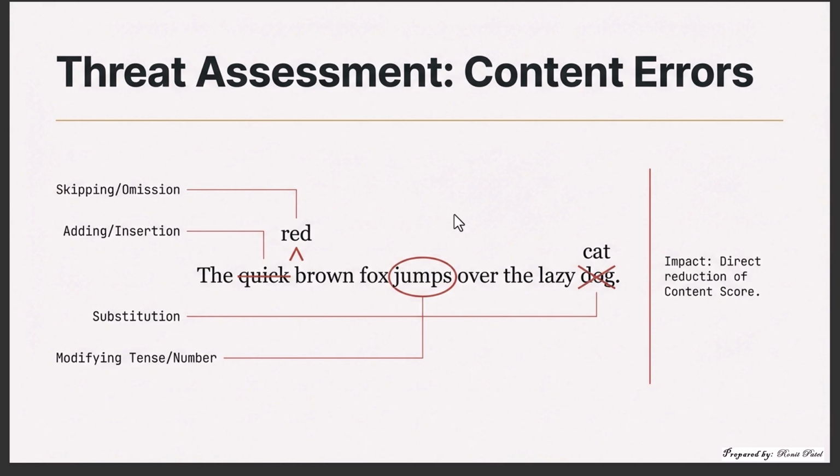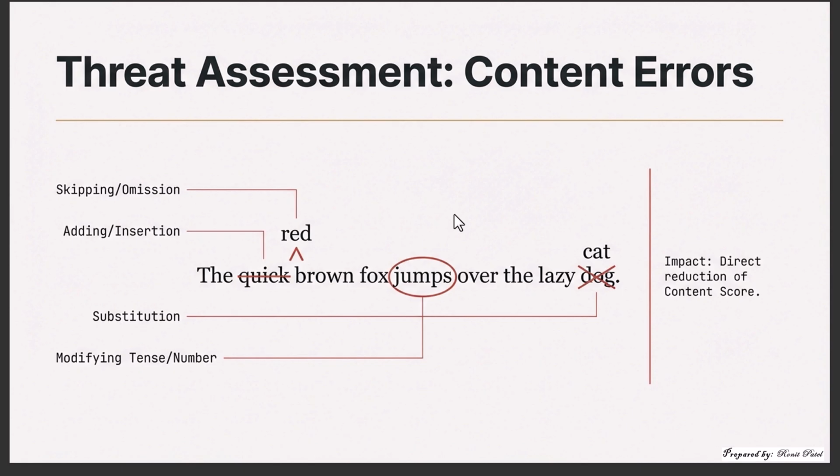Alright, now we move into the danger zone of scoring. The mistakes that silently destroy marks even when pronunciation sounds good. The first and most damaging category is content errors. Remember something very important. In read aloud, you are not allowed to improve the sentence, you are not allowed to paraphrase, and you are not allowed to change grammar. Your only job is to reproduce the text exactly.